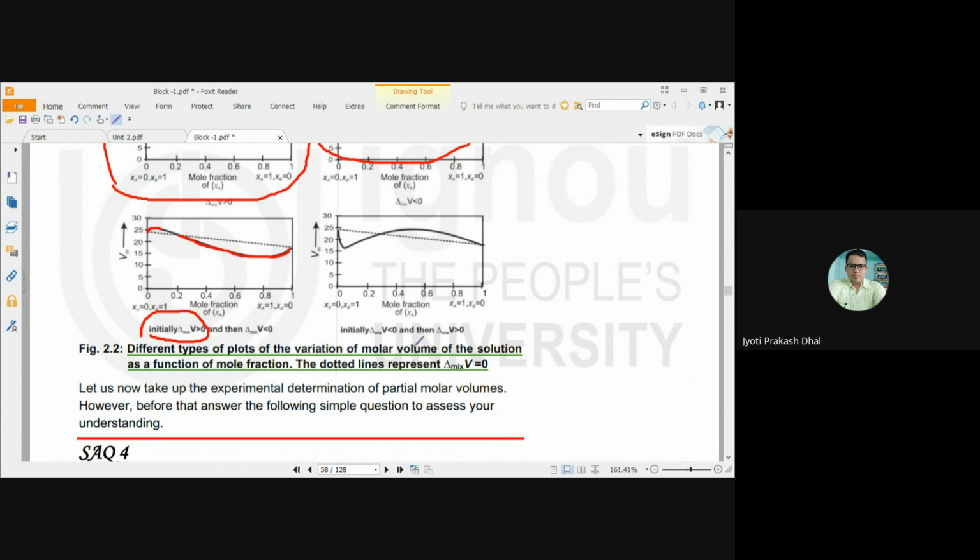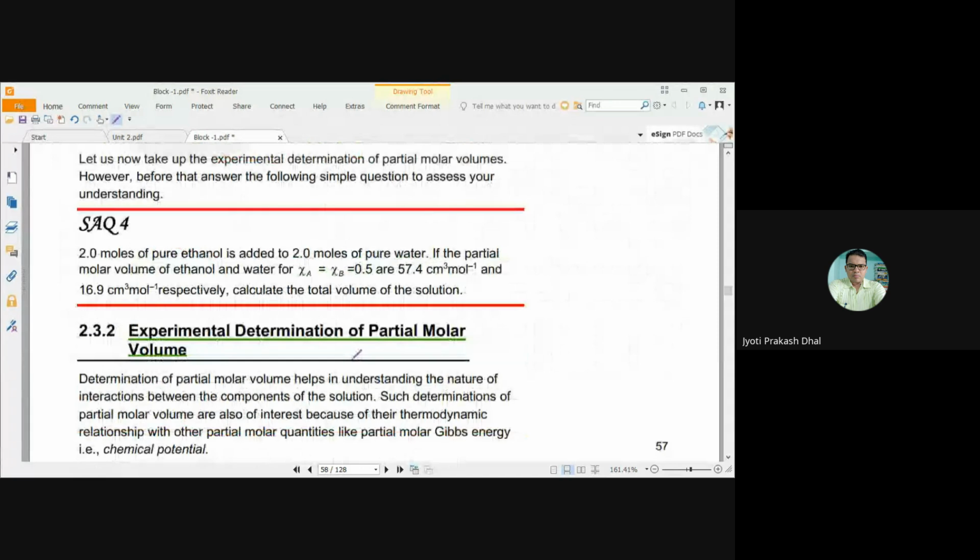And in the fourth case, initially there will be strong interaction between A and B. Upon addition of a small amount of A to B, the interaction will be stronger. But upon addition of more A, the interaction will become weaker and the volume increases. So that is the fourth case.